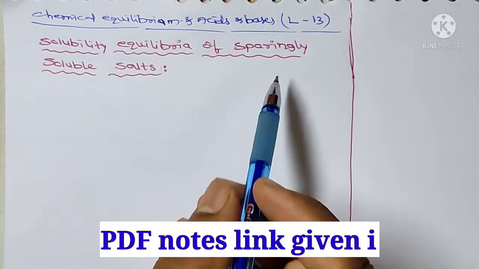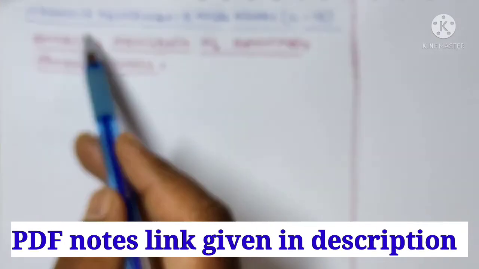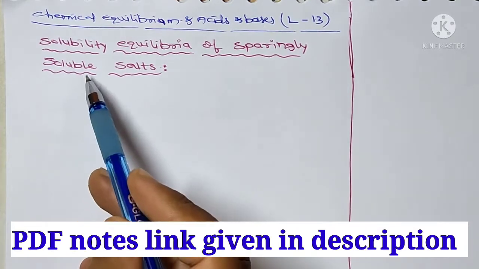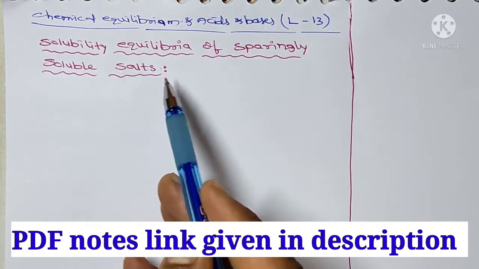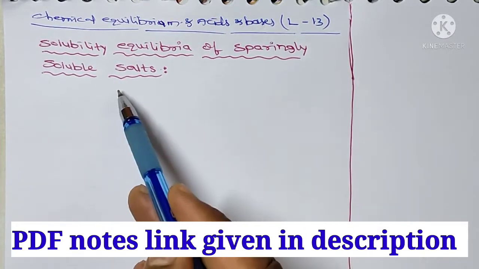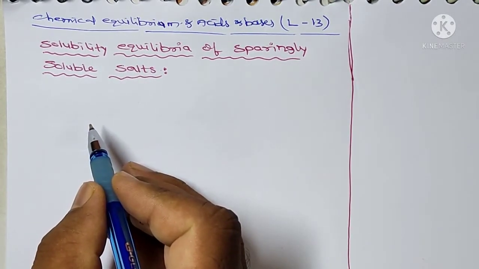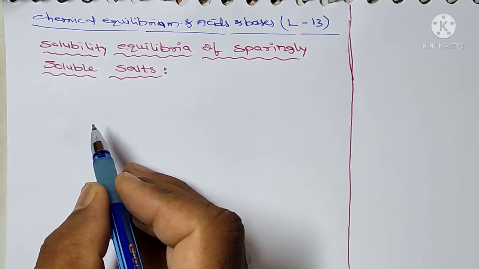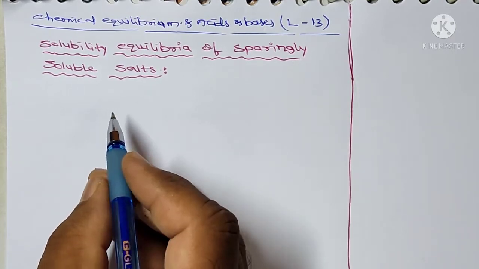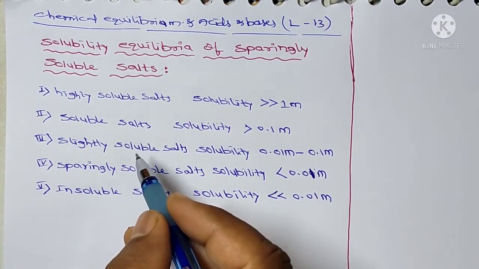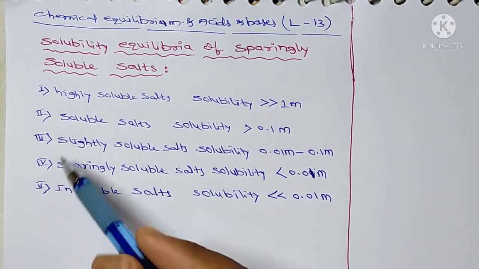Hello students, welcome to lecture 13 of Chemical Equilibrium, Acids and Bases. The topic is solubility equilibria of sparingly soluble salts. On the basis of solubility, the salts are classified into 5 categories. So this is the classification of solubility of the salts.